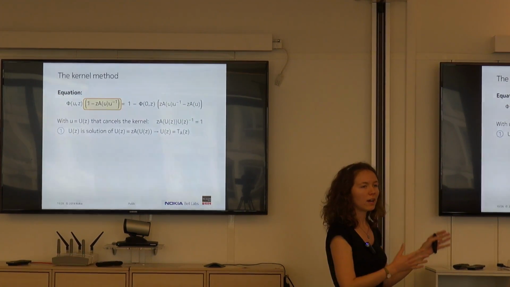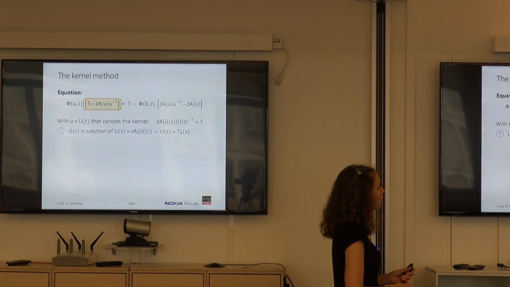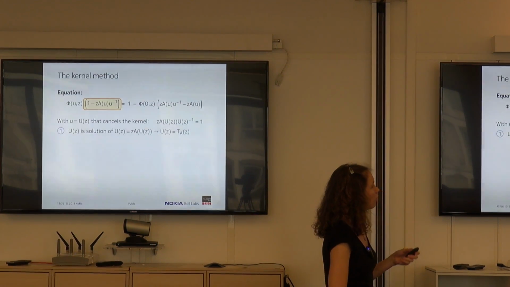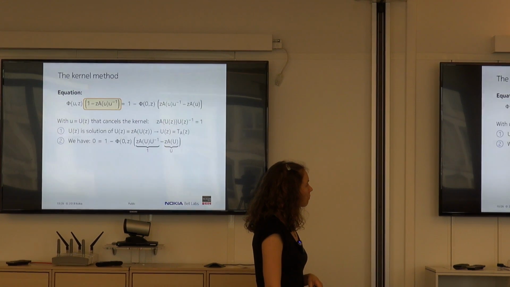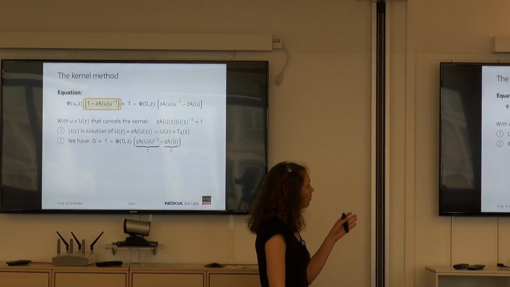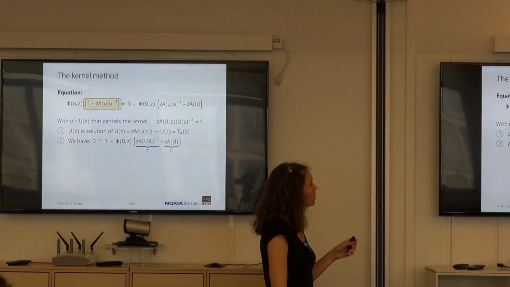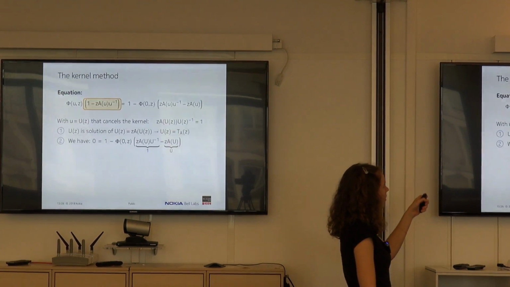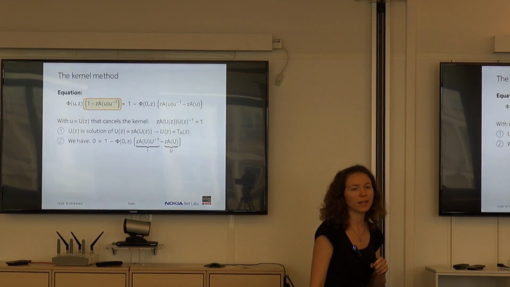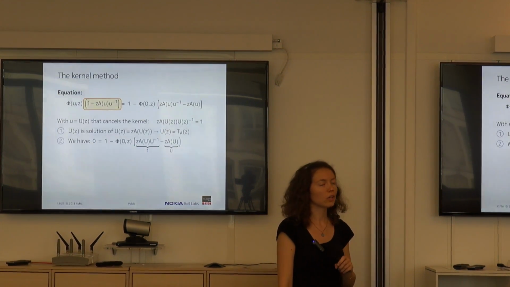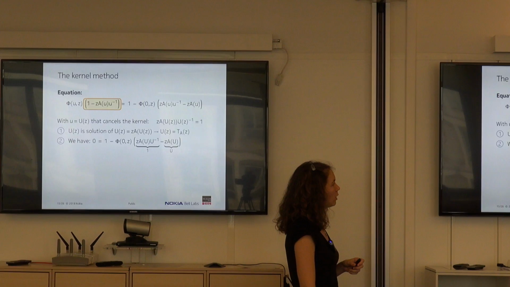So we have information on this function u of z. We'll write it T_a of z, for tree with distribution a. And second point, if we do the replacement in the first equation, we have 0 on the left-hand side, and on the right-hand side, we can make a lot of simplifications using the equation satisfied by u.